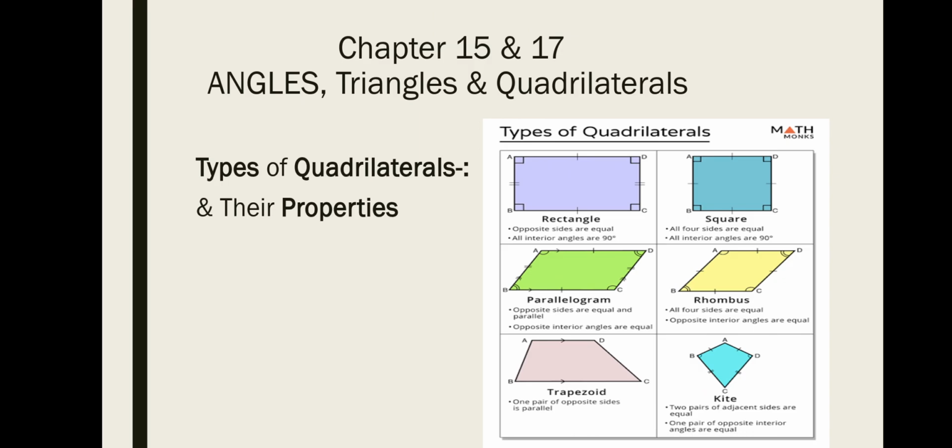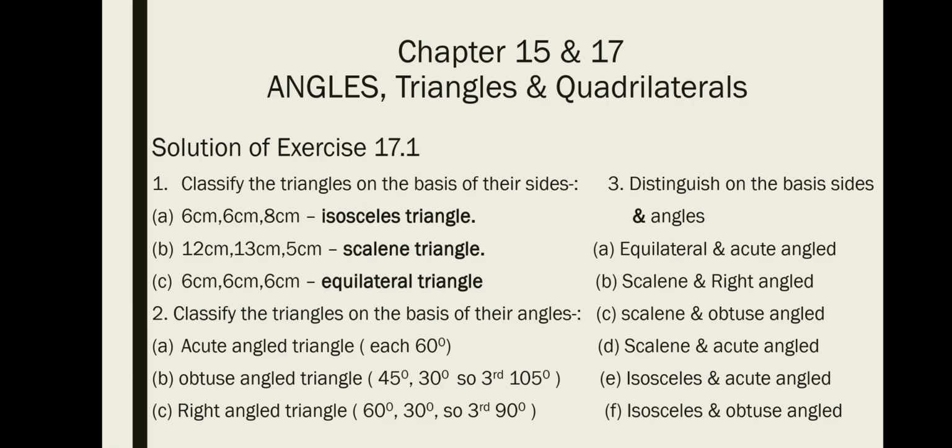In case of a kite, if it is ABCD, then AB will be equal to AD and BC will be equal to DC. So that is how the kite is. You know that you make the kite, and you fly them also. So you know what a kite is. Now the sum of all the angles in a quadrilateral is always 360 degrees. So you have to know that.